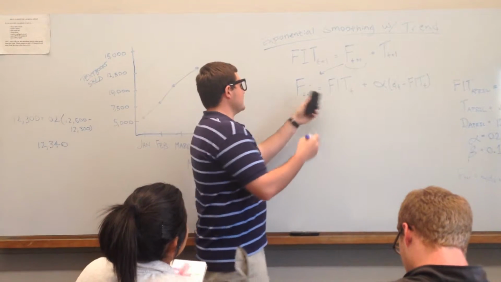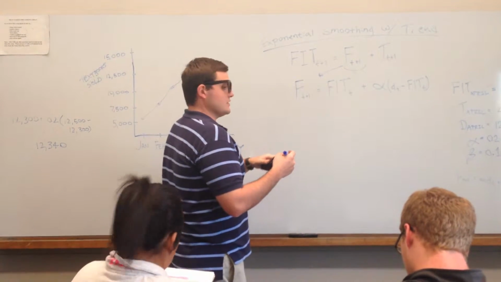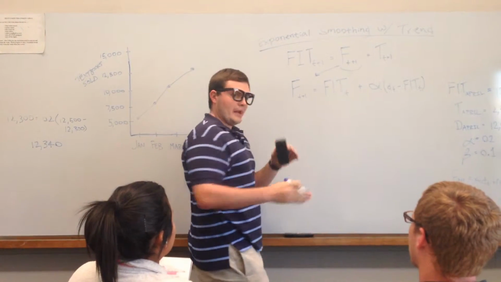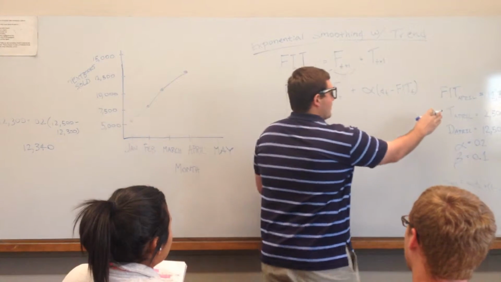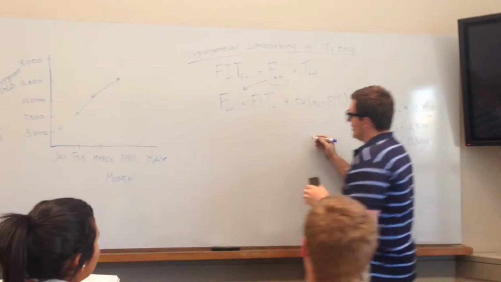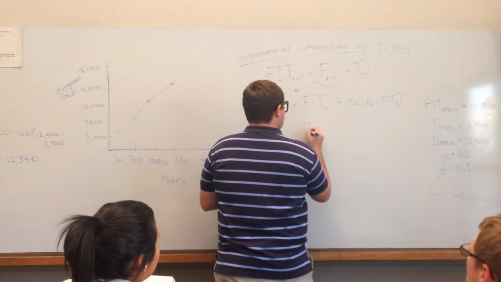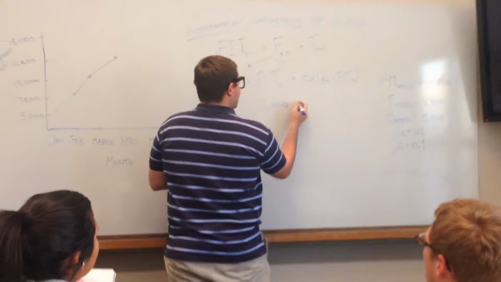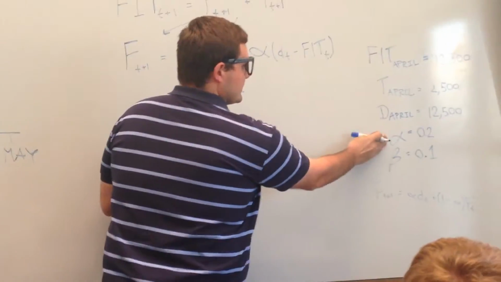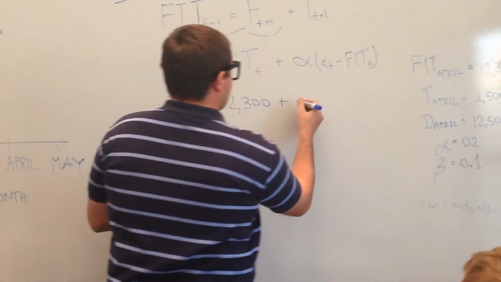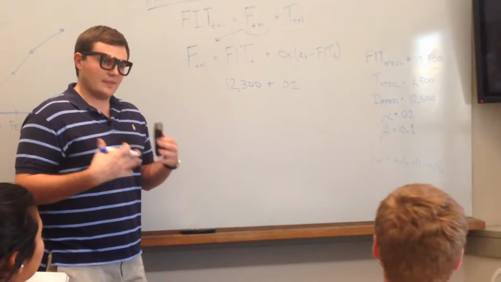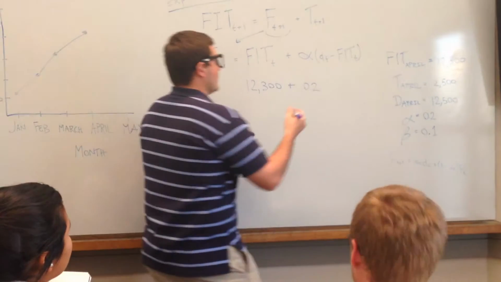Okay? So we're going to work on the forecast component first. It's going to be the forecast including trend from April, the last period. As you see here, that's going to be 12,300. So we're going to go ahead and plug that in. 12,300 plus alpha, our alpha level is going to be 0.2 here. Now, how do we get that? We, as a forecaster, set that level for ourselves. Okay.